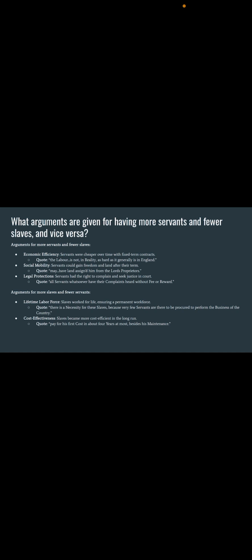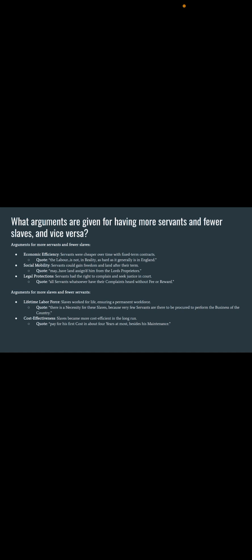So the argument for having more servants and fewer slaves, and vice versa, centered around economic efficiency, social structure, and labor costs, though each side presents its own reasoning. First, servants, particularly European servants, were seen as a cost-effective option for early colonists. They were often contracted for a set period, with defined terms of service. The elite believed that this system allowed for more manageable labor costs, as they didn't have to provide lifetime maintenance for the servant after the term ended.